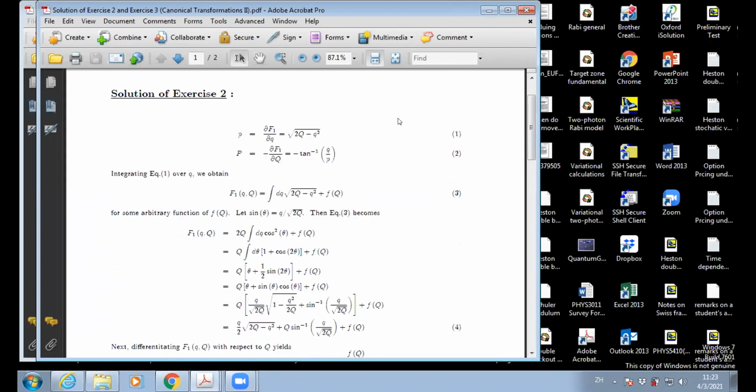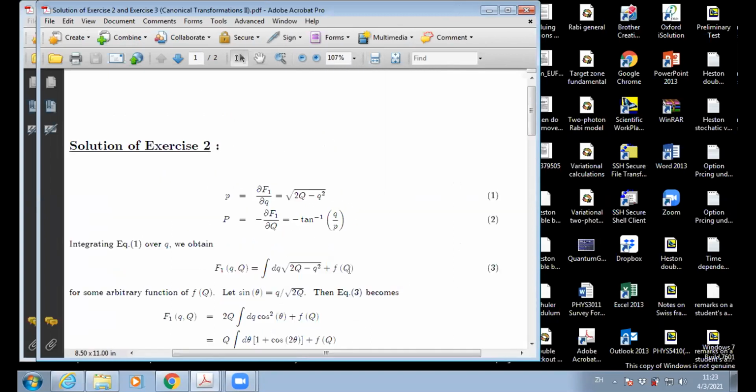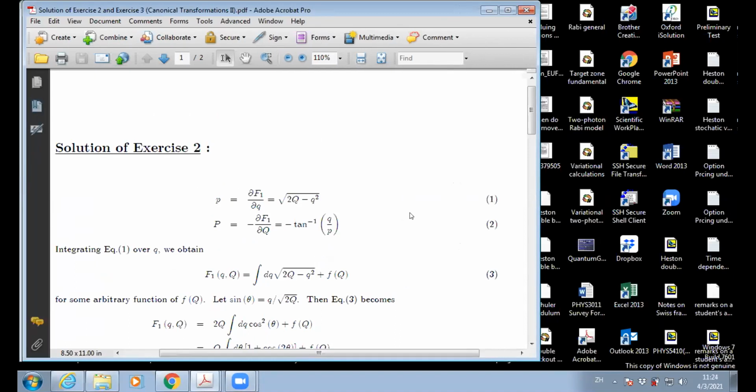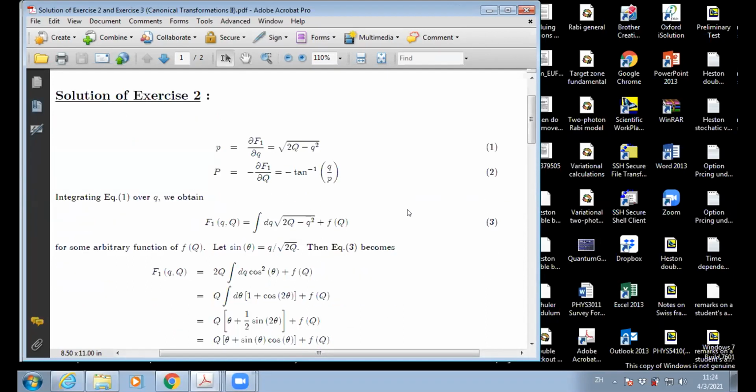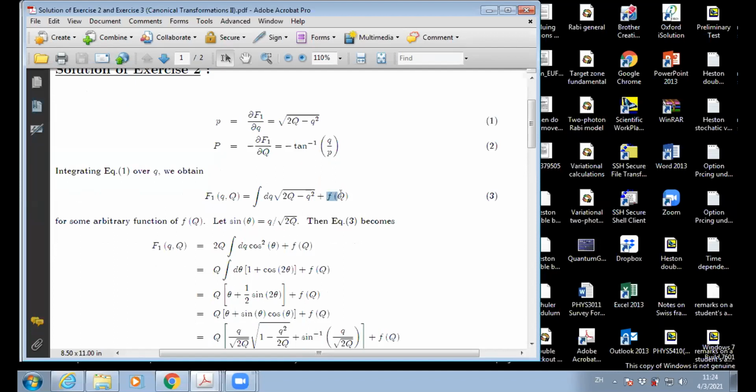So, as shown by your fellow classmate, I start with the definition of small p and capital P, because the independent variables are small q and capital Q, i.e. the old coordinate and new coordinate. All right. So I try to integrate equation 1 over small q. Okay. And here I put in the integration constant, which is an arbitrary function of capital Q.